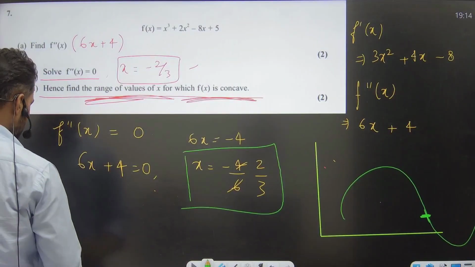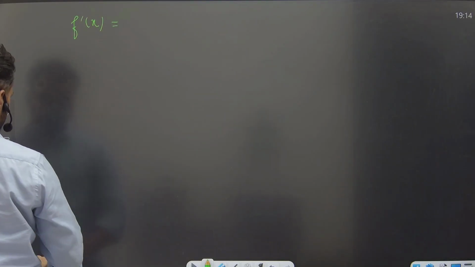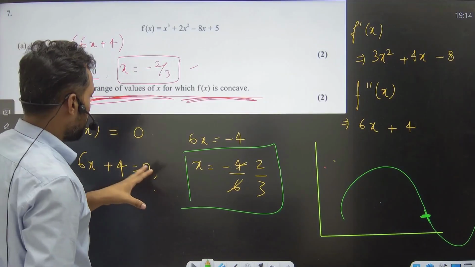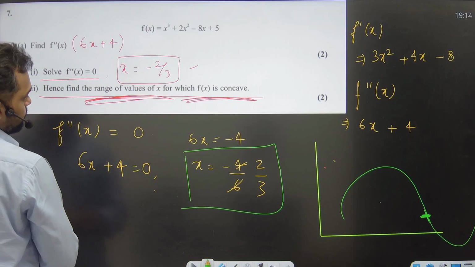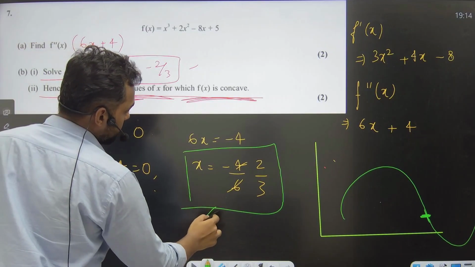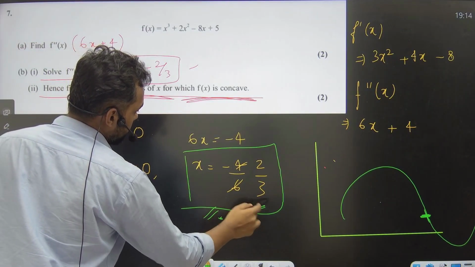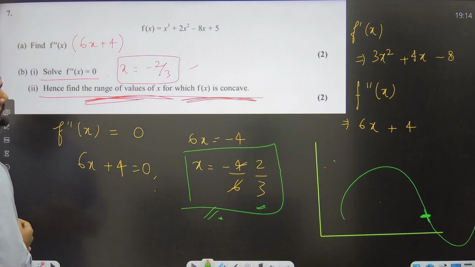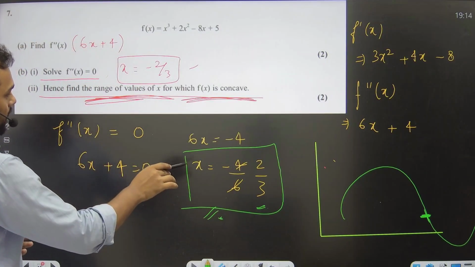So we'll plug this value in f prime x. What we'll get here, students? Sorry, if we plug this value, yeah, this value we are getting as negative. Okay, so what we need to do, we need to plug this value in the function of f(x).